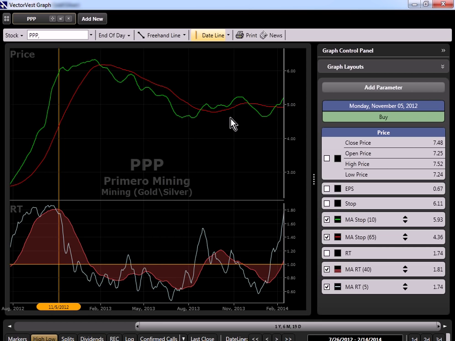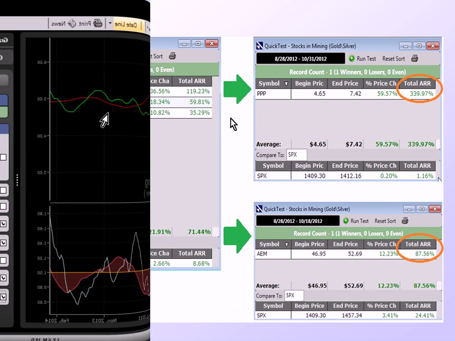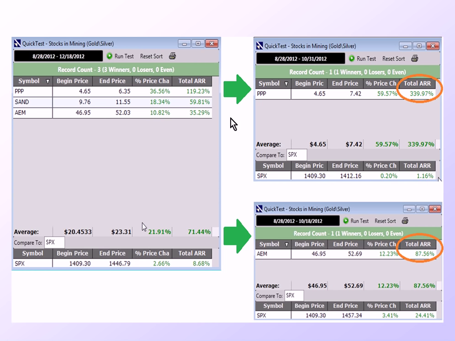So that 5-day moving average crossing below the 40 really helped us out on our exits. It helped us take profits quicker. To look at it another way though, let me show you how big of a difference that made. First, I did a quick test of all 3 stocks that met our Midas Touch conditions, so PPP, Sand, and AEM. And the results were great.